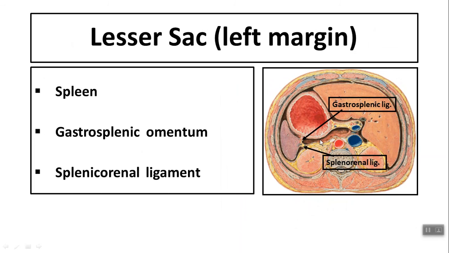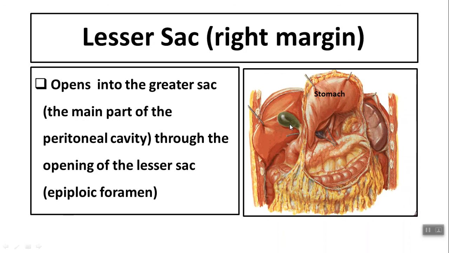You can see this is the lesser sac or the omental bursa situated behind the stomach, and this is the lesser omentum. It has a left margin and a right margin. The left margin here is closed by the presence of the spleen, the gastrosplenic omentum or ligament, and the splenorenal ligament or lienorenal ligament. So this is the left margin formed by these structures. The right margin is here, it is open.